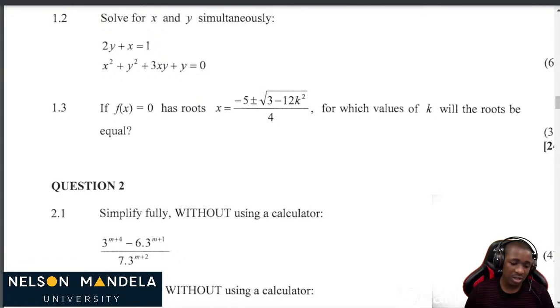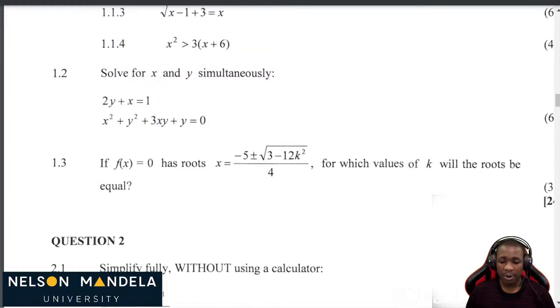So basically what they were asking for is these two values. So now finally we can just say, therefore our k values are plus or minus 1/2. Then you are done. So this is basically our question 1.